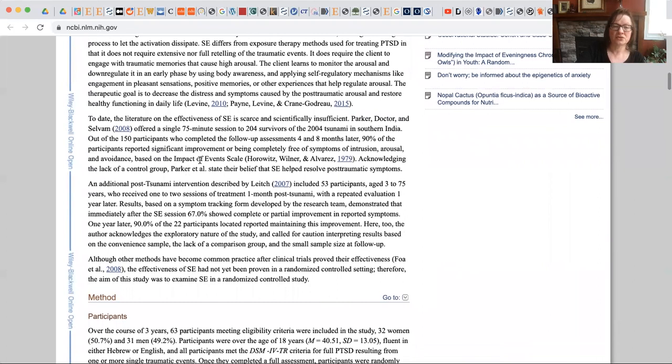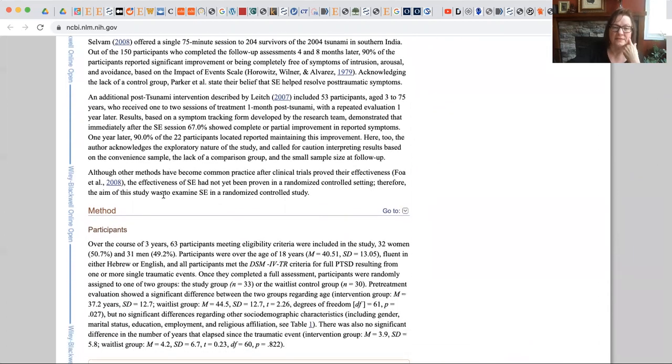Paragraph 3, here's what the literature has said about somatic experiencing. So we've got what it is, and then we've got, well, what are the data in the literature on it? And that's paragraph 3 and 4. And then here, this last paragraph is basically, we still need to look at the effectiveness of somatic experiencing. So the purpose of this study is looking at somatic experiencing in a randomized controlled study.